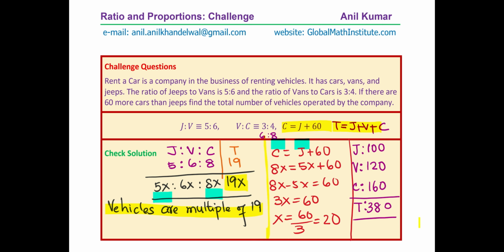So we have the answer that the total number of vehicles is 380. Is that clear to you? So that becomes the solution. You can check from here that the difference between the jeeps and the cars is what? So if you see that difference between the two, it is 60. Do you see that? 160 minus 100 is 60. So it satisfies the given condition and whatever is required.